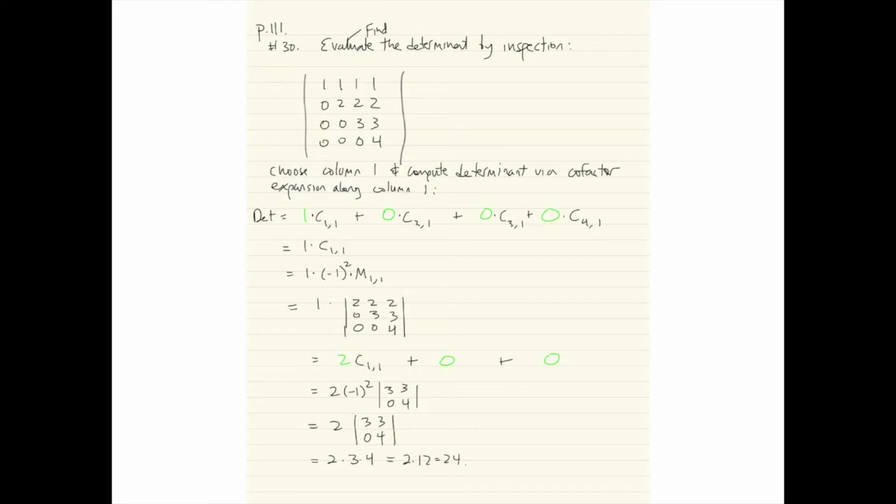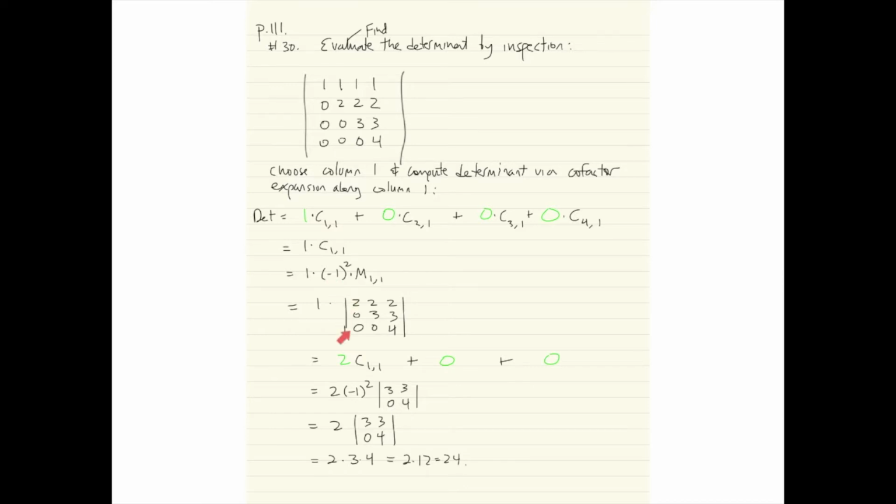Similarly, the 0 times the 3, 1 cofactor is going to be 0, so we actually don't have to do the hard computation of this cofactor, and similarly for the cofactor associated to the row 4, column 1 position. So all we have to do is figure out the cofactor associated to the 1, 1 position. That's again the determinant of the 3 by 3 matrix that remains when you delete row 1, column 1. The cofactor is the minor multiplied by an appropriate sign. In this case, it's going to be positive 1.